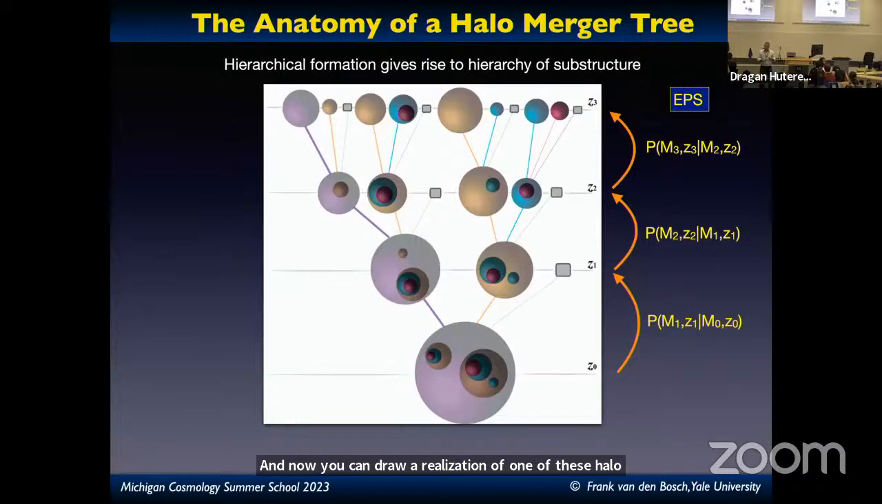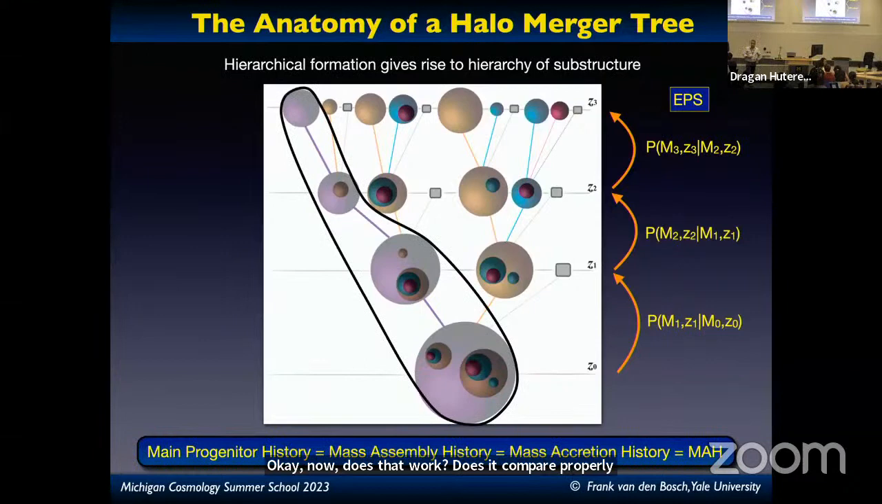Okay. Now, does that work? Does it compare properly against simulations? Yes, it does. Before I show you that, here's just some nomenclature. If you go to this halo and you look at the progenitors and pick, of those progenitors, the most massive one, then you ask of its progenitors which one is the most massive one, and you keep going back and back and back. That is the history of the most massive progenitor. It's also known as the main progenitor history, or the mass assembly history, or the mass accretion history, or the MAH. It basically describes how a halo builds up its mass over time.